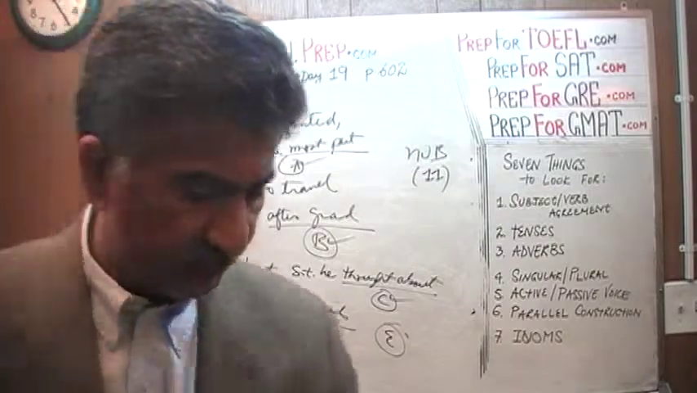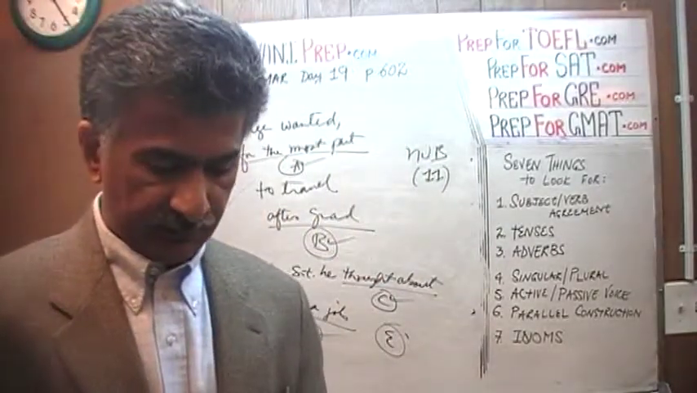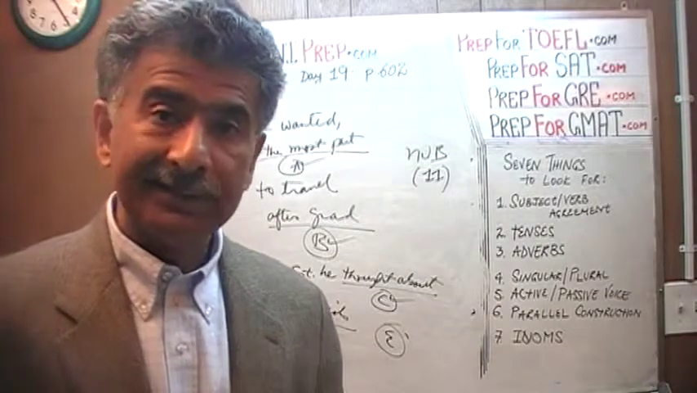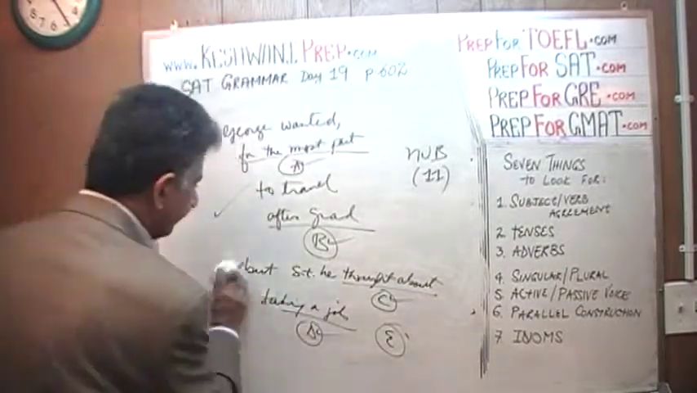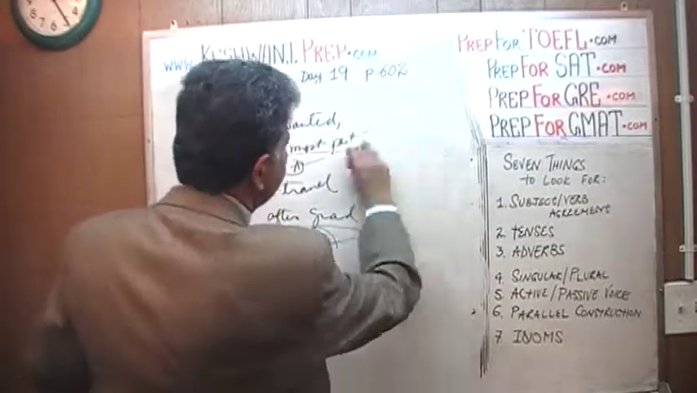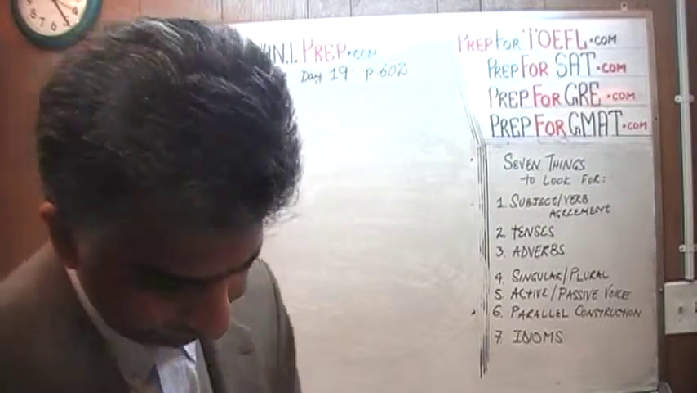How does one improve the sentence? The answer is one does not. It is a beautifully written sentence. It doesn't need any improving. Let's go on to the last one, number 24.